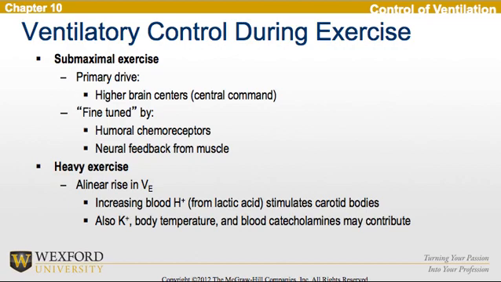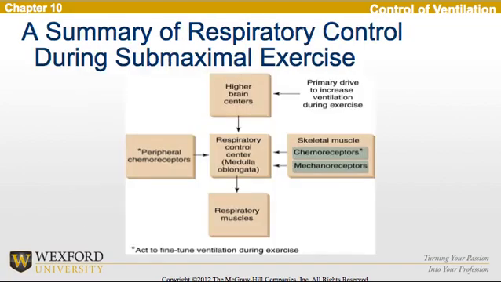Now, ventilatory control during exercise. At submaximal exercise, we see that there's a primary drive. This comes from the higher brain centers, or the central command. It is fine-tuned by humoral chemoreceptors and neural feedback from muscles. However, at heavy exercise, we see a nonlinear rise in the ventilation. This is due to an increased blood concentration of hydrogen from lactic acid, which stimulates the carotid bodies. Also, potassium, body temperature, and blood catecholamines might contribute to this. The following chart is a summary of the respiratory control during submaximal exercise.